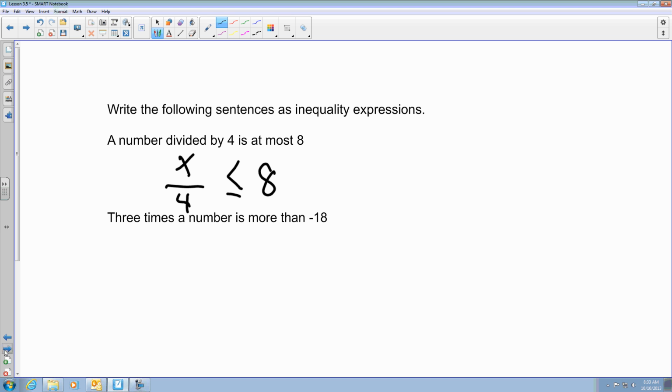Here I have 3 times a number is more than negative 18. So I have 3 times a number, and then I have it more than negative 18. So whatever 3 times a number is going to be more than negative 18. So my alligator opens up towards the 3x. Can it be negative 18? It says it's more than. It's not more than or equal to. So there's no line that goes underneath my inequality symbol. So it's 3x is greater than negative 18.